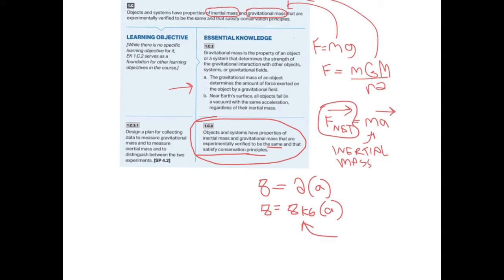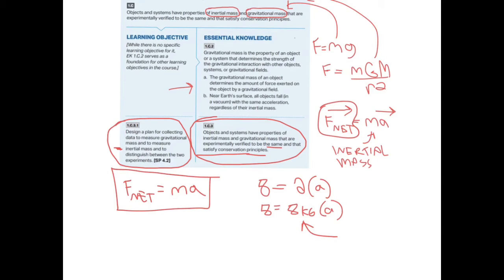And you might need to, on the AP, design a plan for collecting data to measure gravitational mass. So, that could just be literally using a scale. And then inertial mass. And so for the inertial mass, you would have to come up with some sort of F net equals ma experiment where you would know the force and you would measure the acceleration and then determine the mass that way.